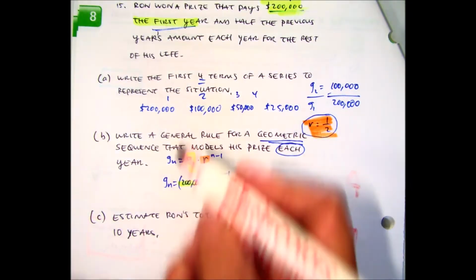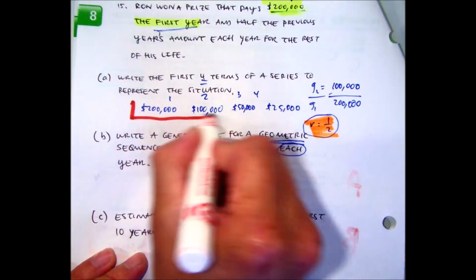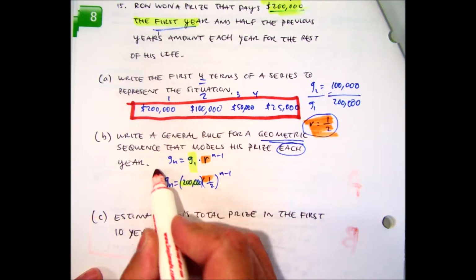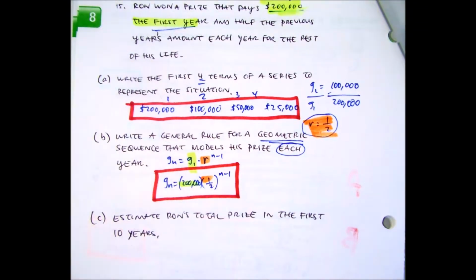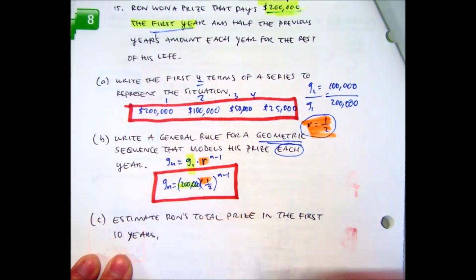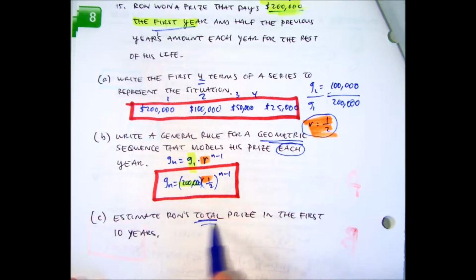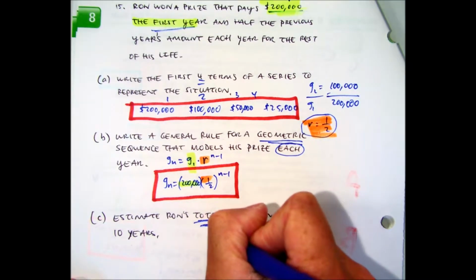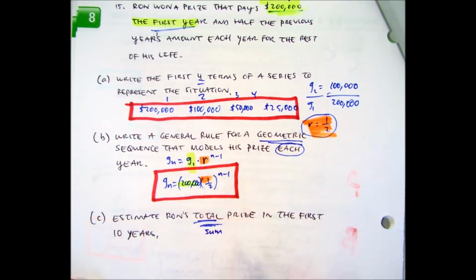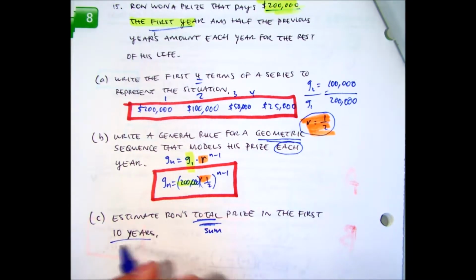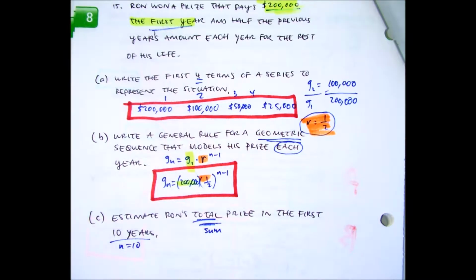Okay, so for my answer for A, here are the first 4 terms in red. And write a general rule. Here's my general rule. Part C, estimate Ron's total. Let's underline that word. Total prize. So that means the word what? Sum. In the first 10 years. So there's my n value. N equals 10.